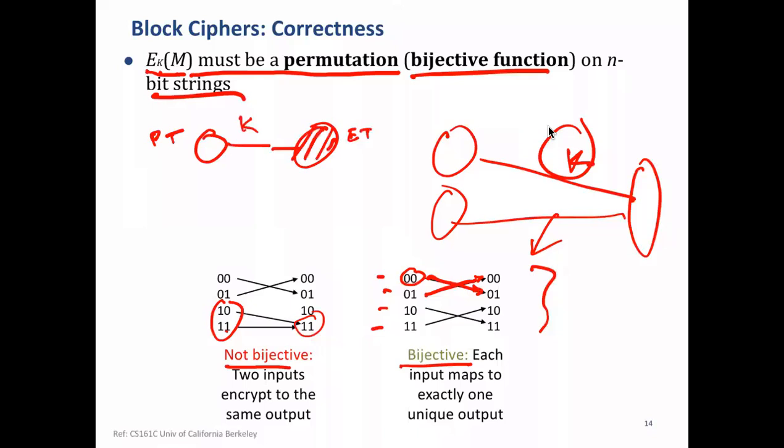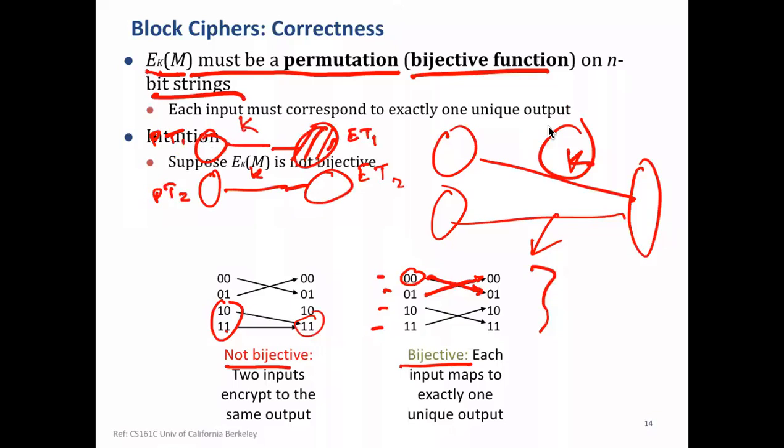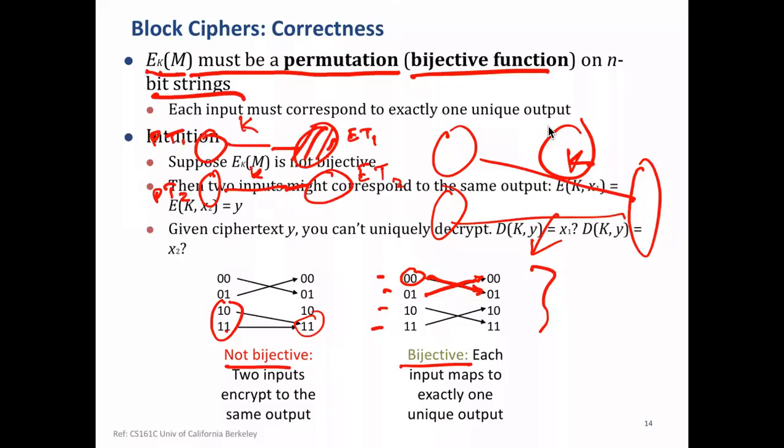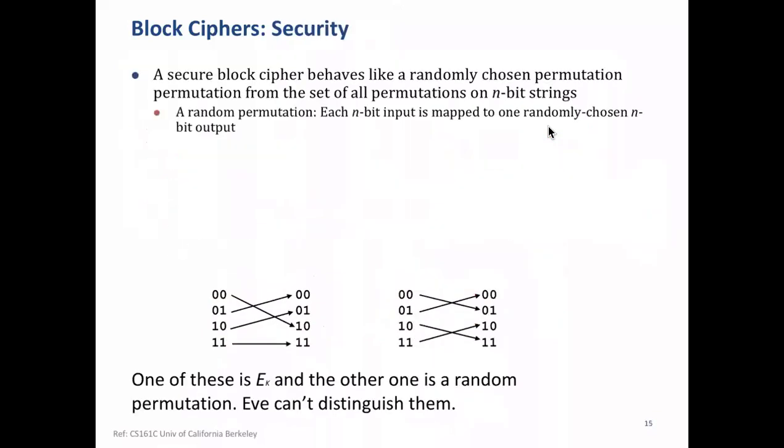So if you have something different, say plain text PT2, then given key K, it should map onto a ciphertext of a different type. This is a simple property, right? Please go through it.